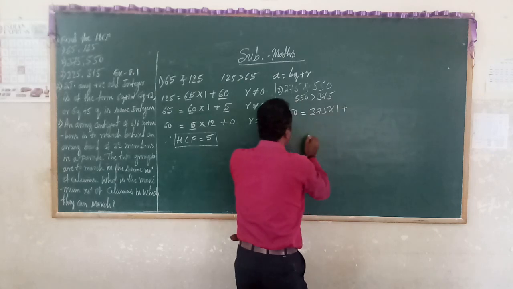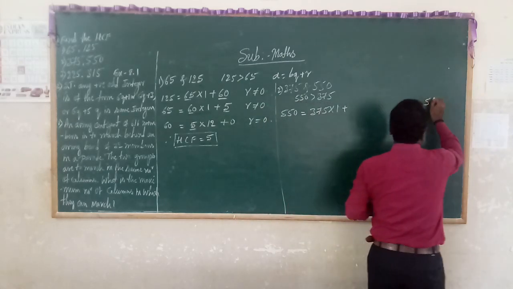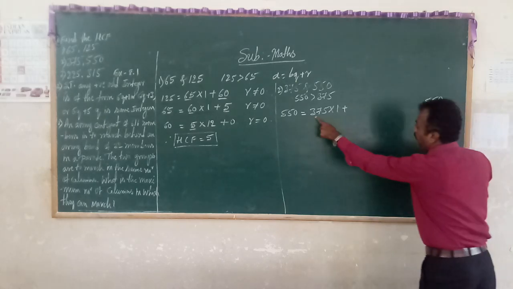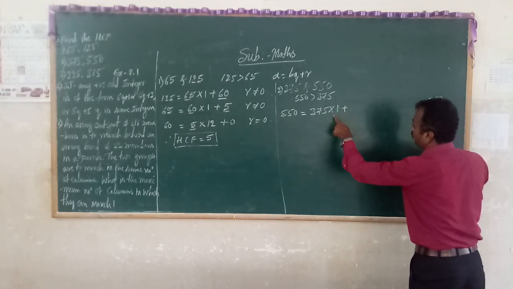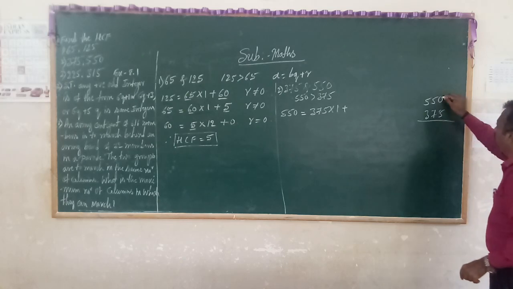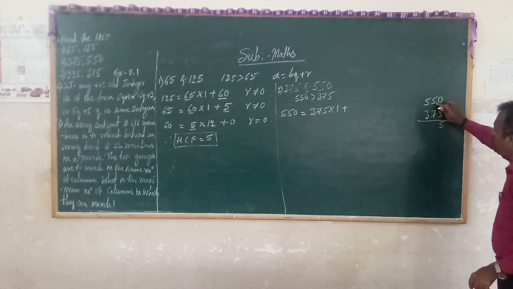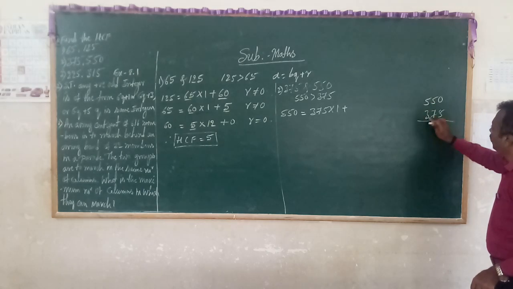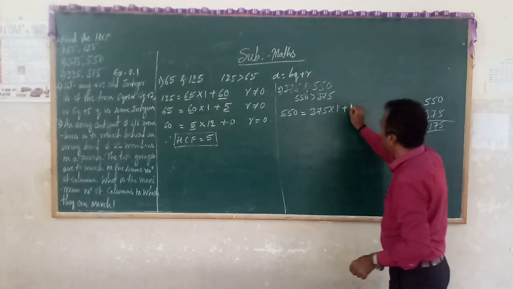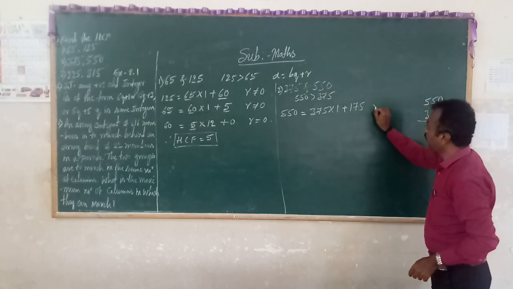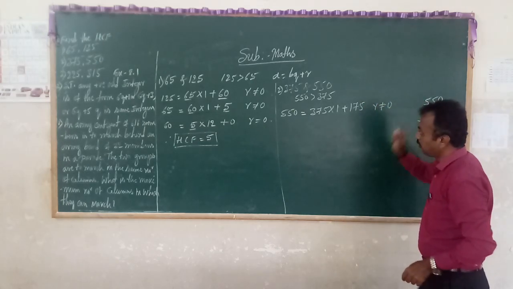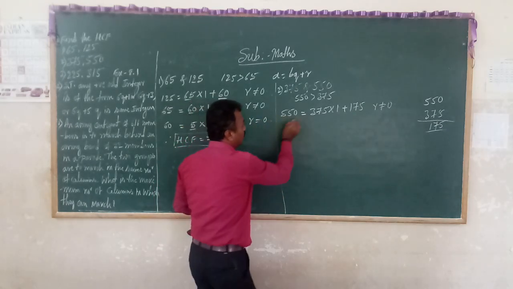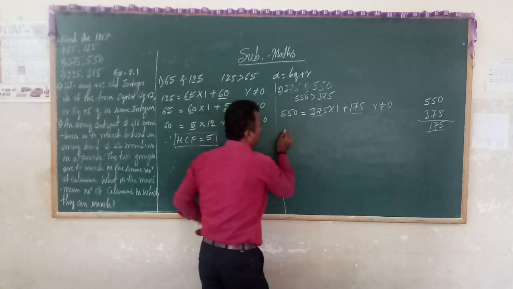Remainder, how much? 550 minus 375. We should subtract it. 375 ones are 375. This product we have to subtract from 550. So 10 minus 5 is 5. Here 4, 14 minus 7 is 7. Here 4, 4 minus 3 is 1. 175 is the remainder. Again r is not equal to 0. If we should continue this process, again apply the EDL for 375 and 175.